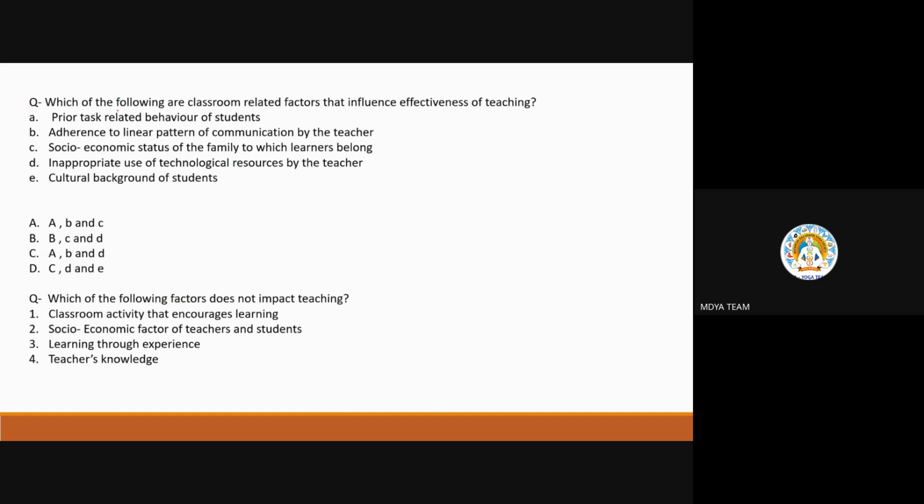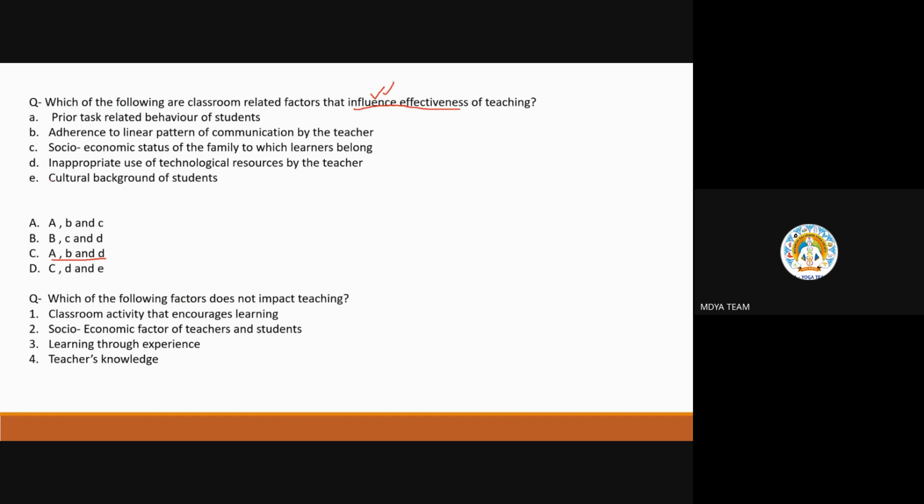Now this question: which of the following are the classroom related factors that influence effectiveness of teaching? See here in the question, the thing that is written is influence effectiveness. So it can influence the teaching positively as well as negatively. Yes, the correct answer is A, B, and D.